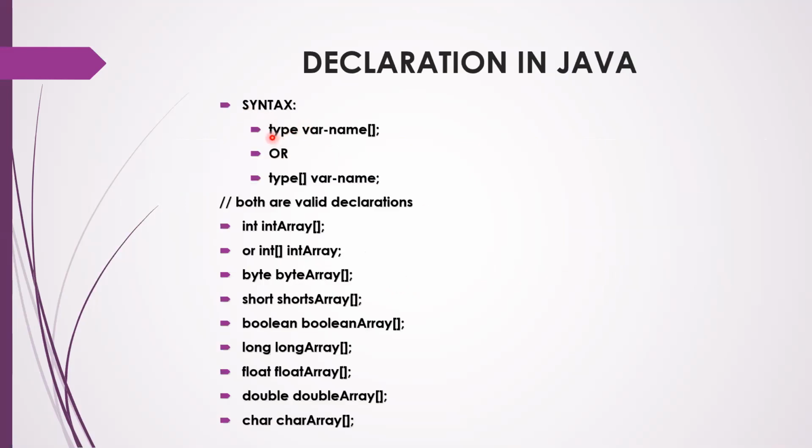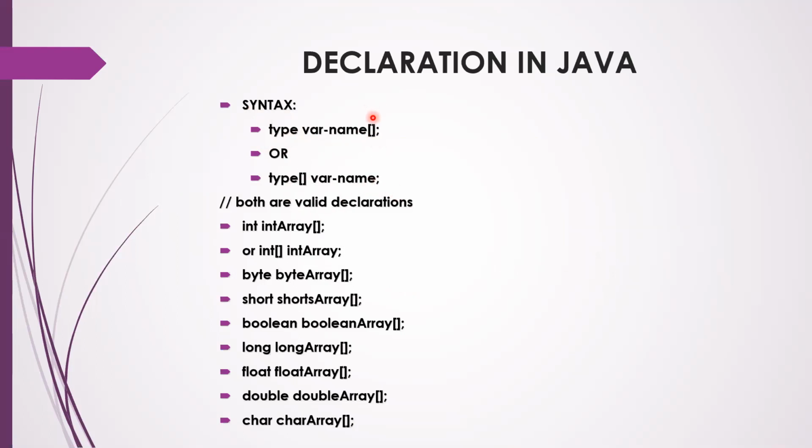The syntax is you have to give the type, whether it is integer or float. You're going to store all integers in the array, or float numbers, or strings. It should be specified here. So the type should be specified, and then you can give the variable name. It is always followed by square brackets. You can have the square brackets either after the type, or at the end of the variable name.